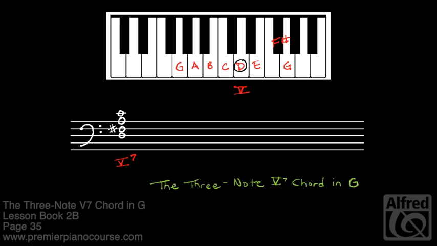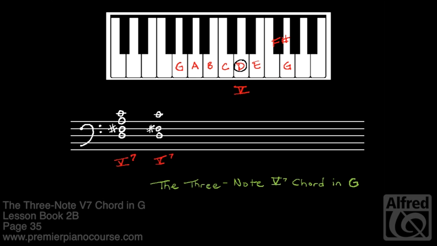In G major, the 5-7 chord often omits the A. That's the fifth of the chord. So here's the 5-7 chord written again with just three notes, D, F sharp, and C. This is a three-note 5-7 chord.